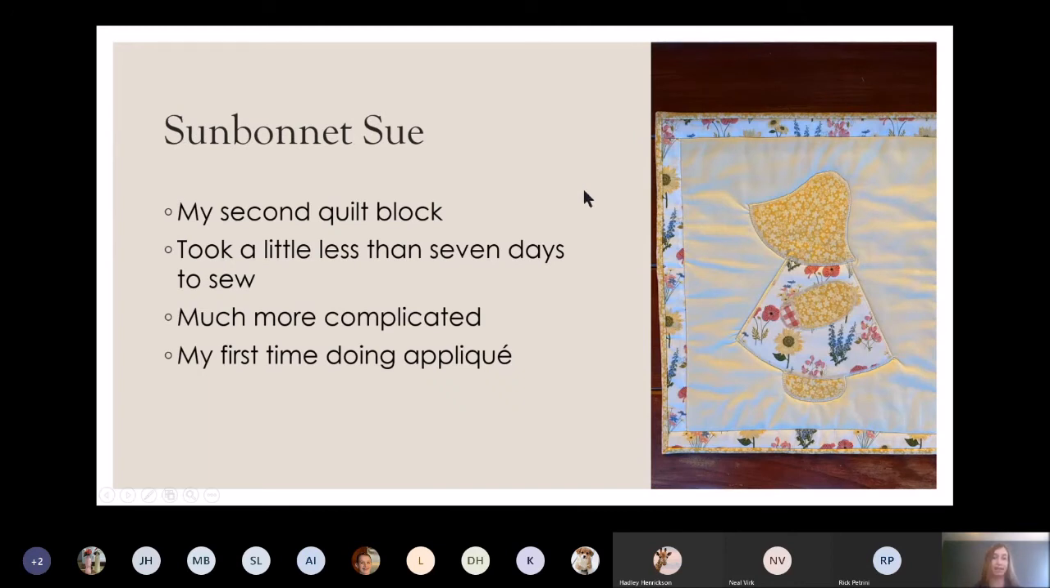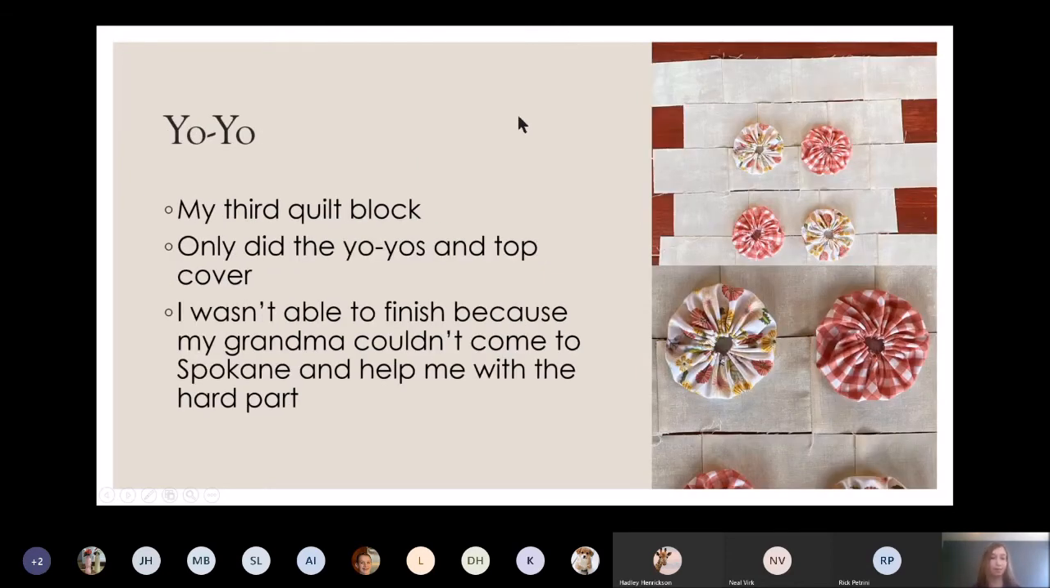So the sunbonnet suit was my second one, and it took a little less than 7 days because it was very complicated, and we actually had to redo part of it over 5 times. It was my first time doing applique, which is where you sew a patch over on the top cover. So the yo-yo quilt block was my third one, and we only did the yo-yos and top cover, and I wasn't able to finish because my grandma couldn't come to Spokane because of the virus, and she had helped me with the really hard part.